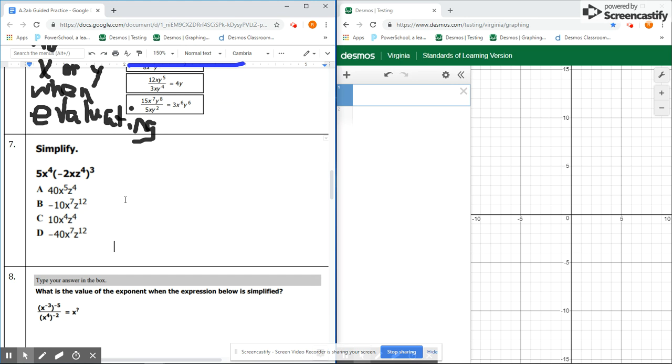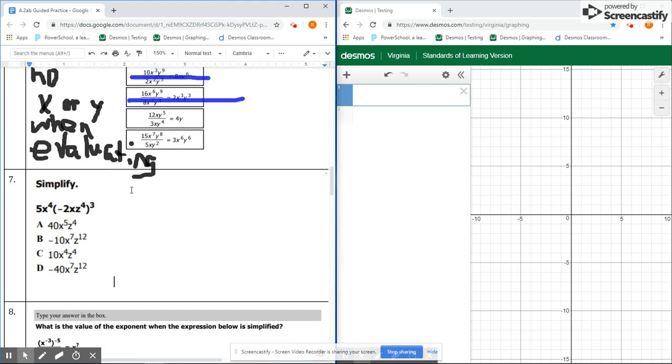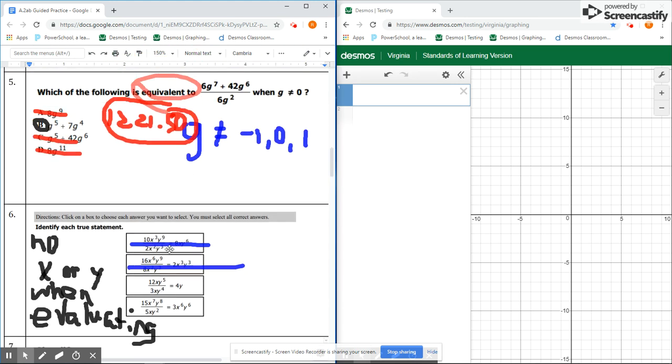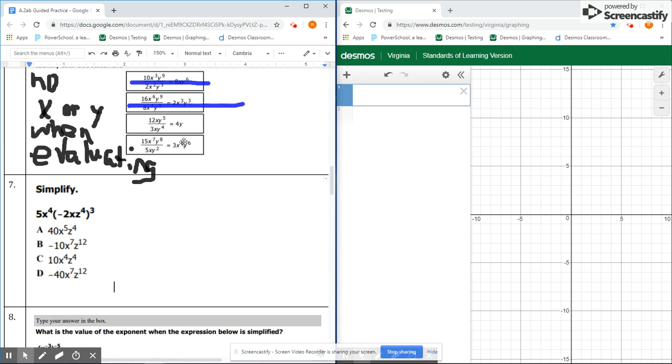Down to number 7. 7 is done exactly the same way as 5 and 6. So once again, I'm going to ask you to pause your video and type this in to Desmos, see if you can get the correct answer. Remember that we cannot use X or Y, so I'm just going to probably change X to A and change Z to B or C or anything like that. So just type this in with your group, see if you get the correct answer for number 7.